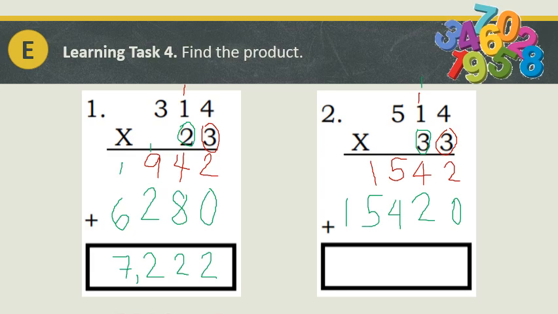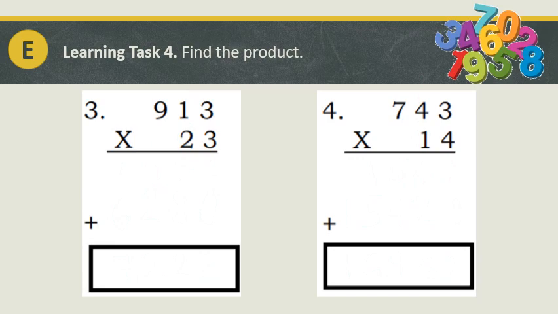Ngayon, isosolve na natin siya. 2 plus 0 is 2. 4 plus 2 is 6. 5 plus 4 is 9. 1 plus 5 is 6. And bring down 1. So, ang answer natin is 16,962.